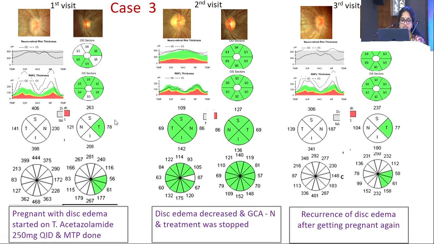Coming to the third case, this patient is a pregnant female who presented to us with bilateral disc edema. She was started on acetazolamide 250 milligrams QID and gynec opinion was taken. MTP was done in this case after usage of Diamox for 2 months. Her disc edema was reduced and GCA was normal. Again she became pregnant and again her disc edema started. She had to undergo MTP, then only her disc edema subsided.